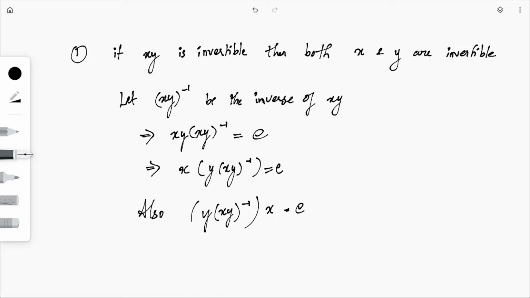So from these two conditions, what do I get? x inverse is equal to y into (xy) inverse. So x is invertible, since x into this product is equal to e. Similarly, we can get that y is invertible by applying commutativity from the very beginning. So if xy is an invertible element, then both individual elements x and y will also be invertible.